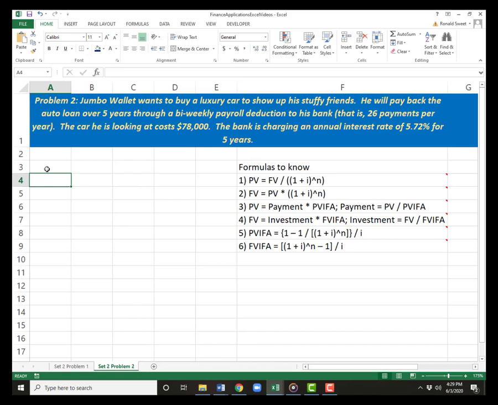So they're buying something today, so you have a present value, that's the cost of it, and you want to pay that off with payments into the future. And so we're going to be using this formula here. The present value equals a payment times a present value interest factor annuity all rolled over. We're usually trying to figure out how much the payment is going to be.